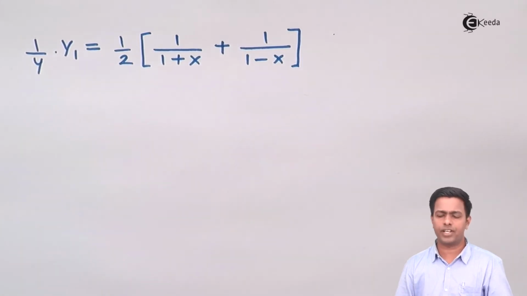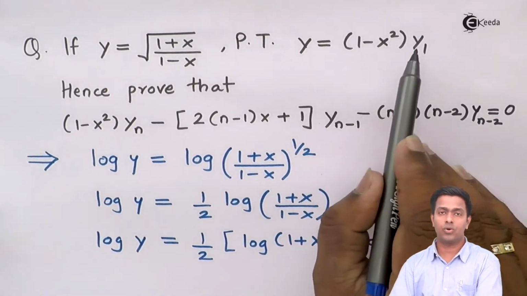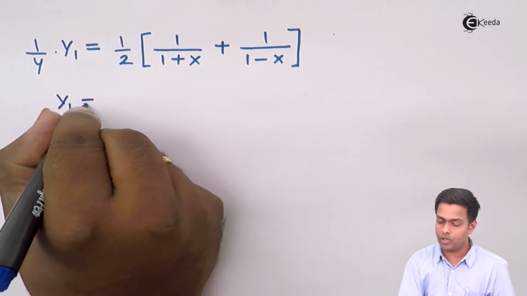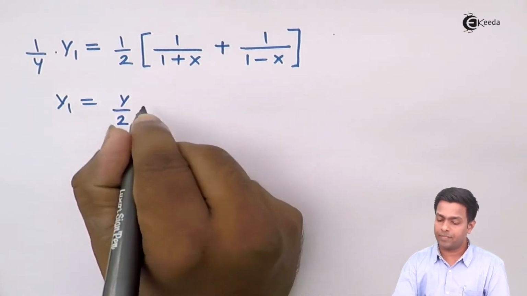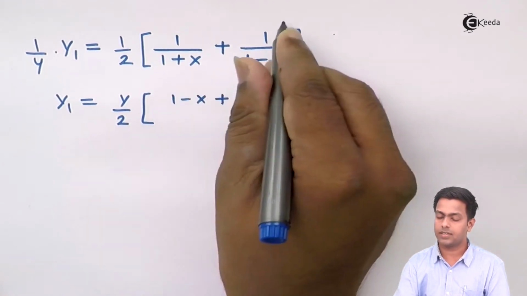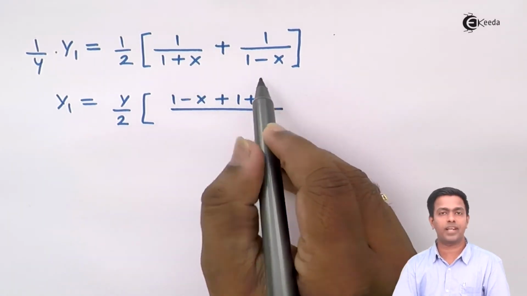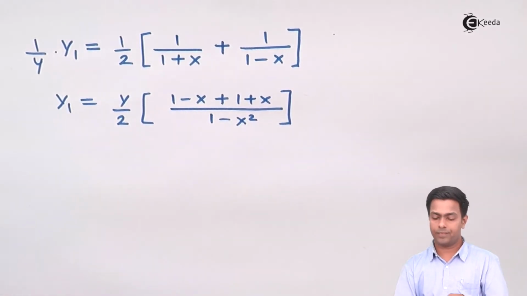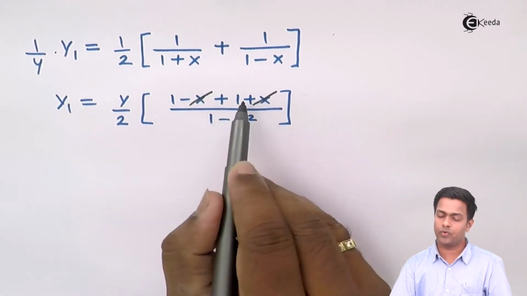Now we'll do this simplification here to get this result. As I want this result, for that I'll send this y to the other side. So here I'll say y1 is equal to y by 2, and here in the bracket I can find out the LCM. So here we will get by cross multiplication 1 minus x plus 1 plus x, and the denominator will give us 1 plus x into 1 minus x, which is 1 minus x square. Now guys, here we can cancel this positive x with the negative x. We'll get 2, and that 2 will be cancelled with this 2.